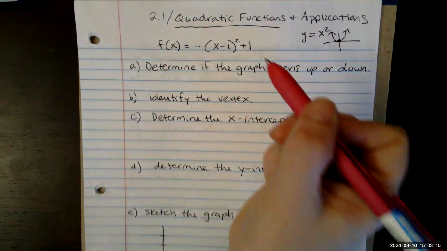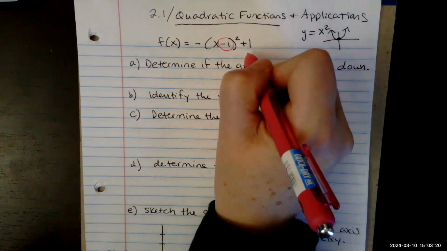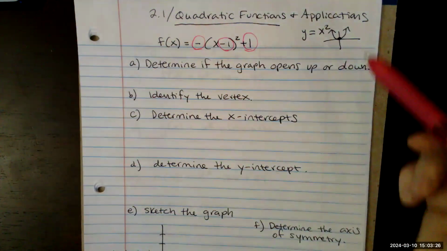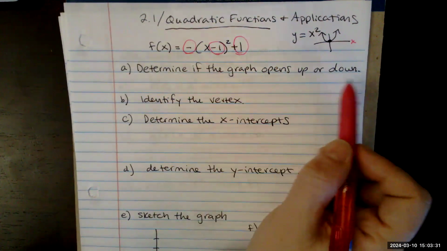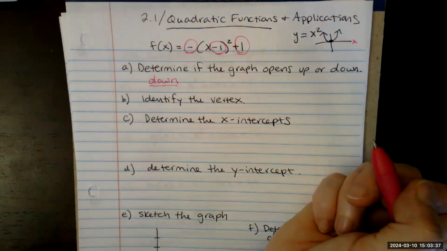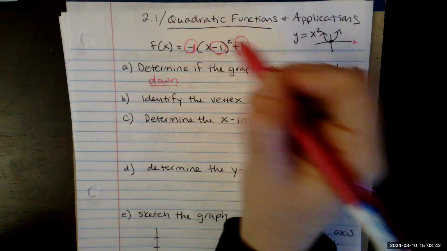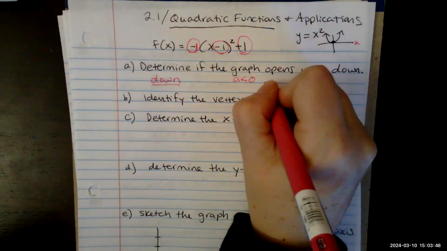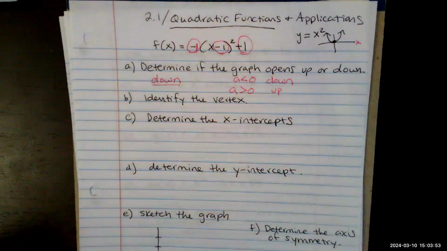So what if these things were happening? Remember that this would move it to the right one, and this would move it up one, and this would flip it, reflect it over the x-axis, so it'd flip it down. So if it's asking me if the graph opens up or down, I know because of those transformations that it's going to go down. So the key is the a, because a is the number in front of all of this, and right now it's a -1. If a is less than 0, like ours was, it will open down. And if a is greater than 0, it would have opened up.